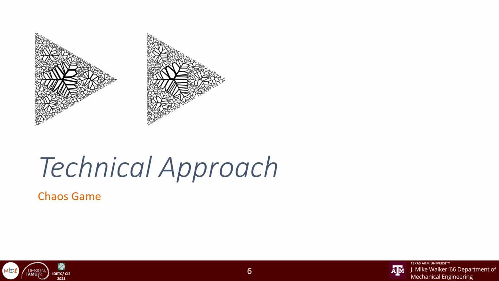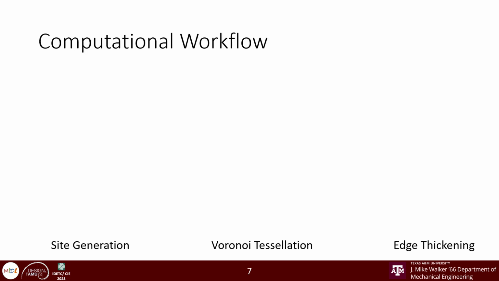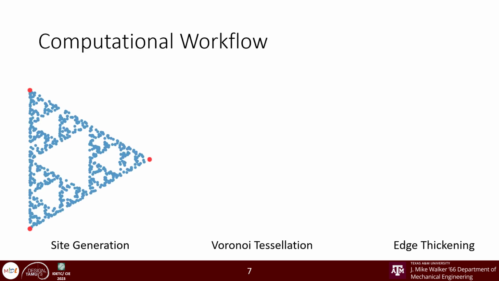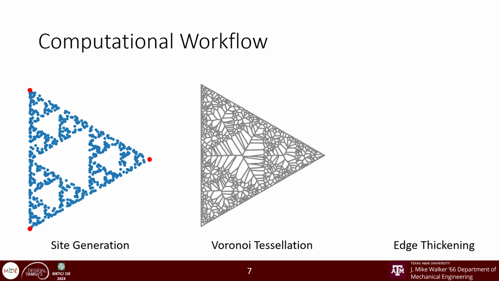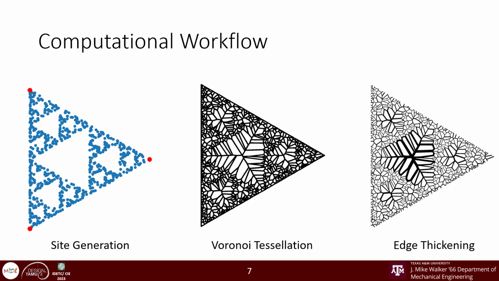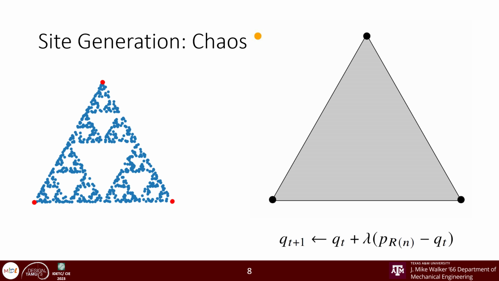are similar geometrically. The basic idea behind our approach is to generate points based on an algorithm known as the chaos game, followed by Voronoi tessellation of the points, taken as Voronoi sites to get a cellular structure, and then adaptive thickening of the edges of the Voronoi cells to obtain the final structure. So let's take a look at the chaos game, which we use to generate our sites.